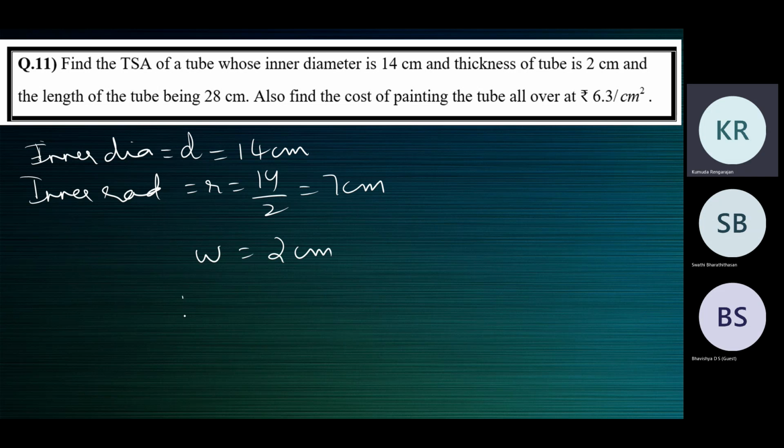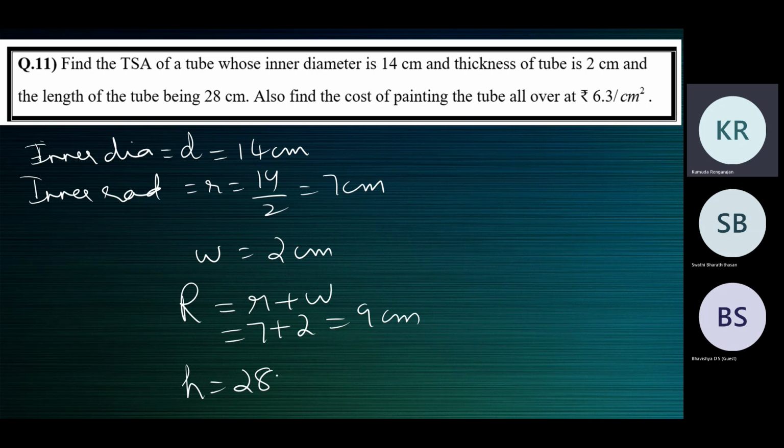Now we need to find the value of capital R. We know that outer radius is equal to inner radius plus the thickness. So capital R is equal to 7 plus 2, 9 centimeters. What about the height? The length of the tube is the height of the tube. H is equal to 28 centimeters.